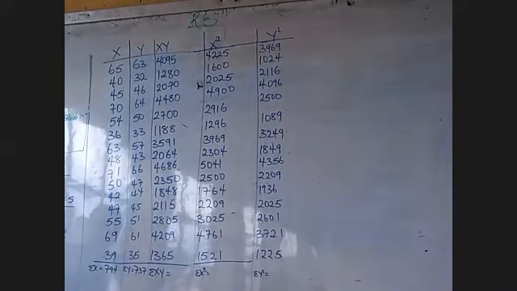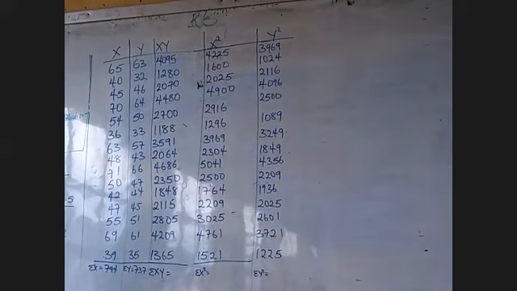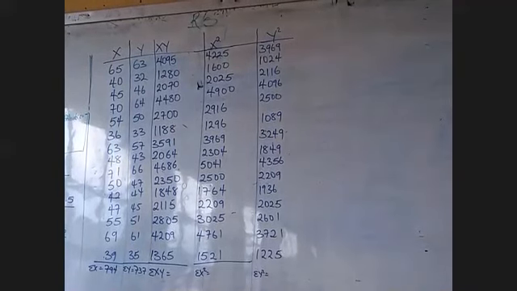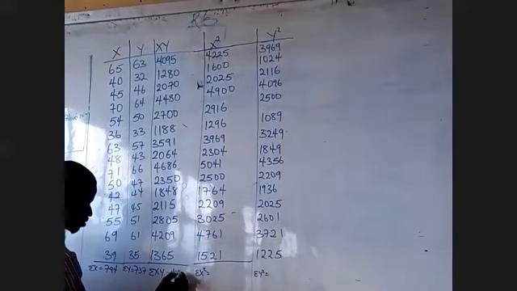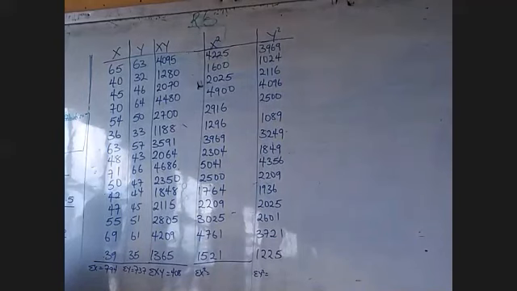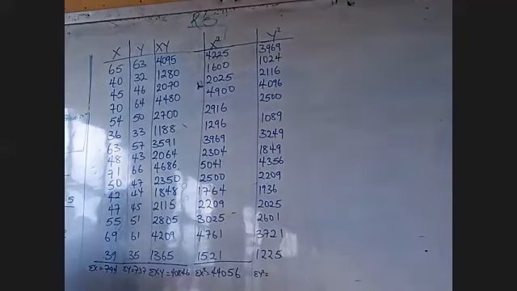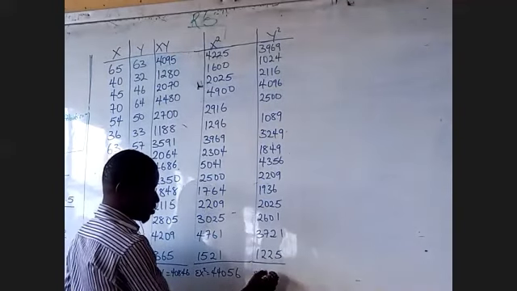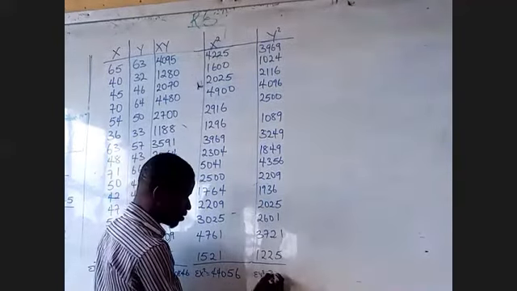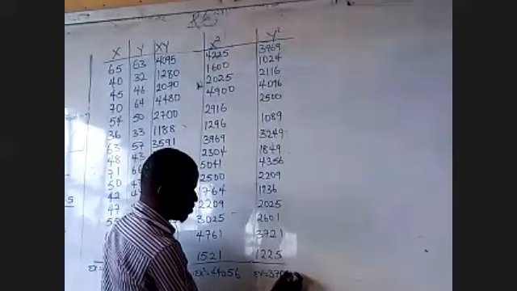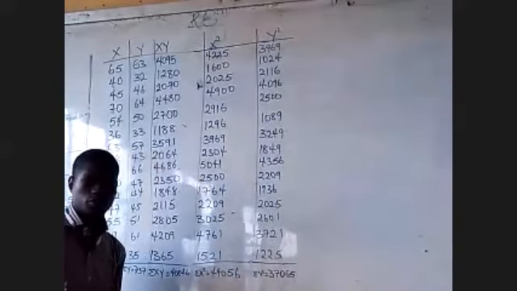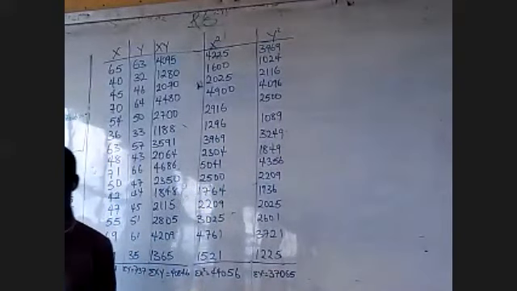Okay, xy now. 408. Okay. How about x squared? 44056. And then the y squared. All right, so with this, we are through with our table. We just input all these things into the formula.